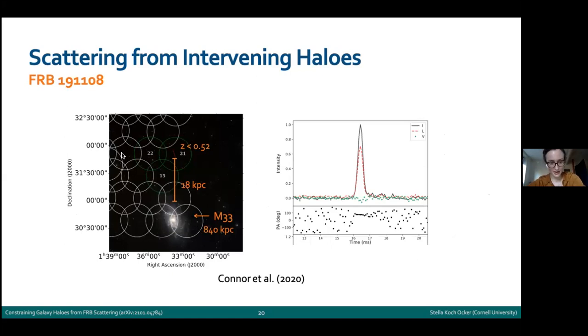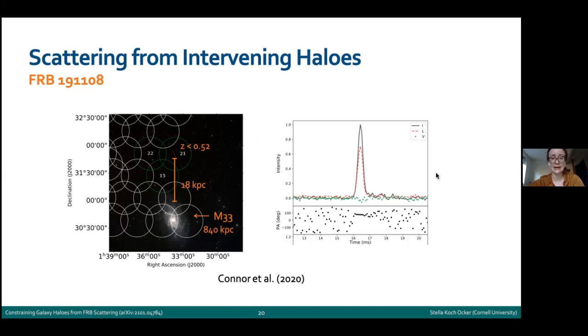So this plot on the left is showing you the optical image. The FRB was localized as shown in this red line, and it was discovered by CHIME/FRB, but unfortunately there's no host galaxy association as of yet. So it has a redshift upper limit of 0.52 based on the DM-redshift relation. And as you can see, it passes within 18 kiloparsecs of the M33 halo, which is 840 kiloparsecs away.